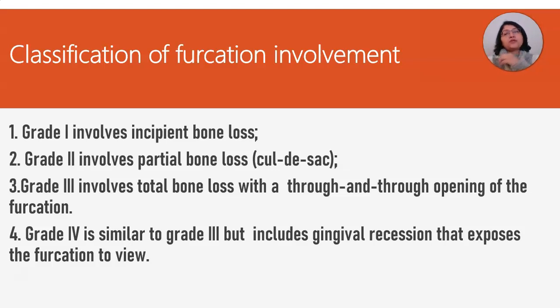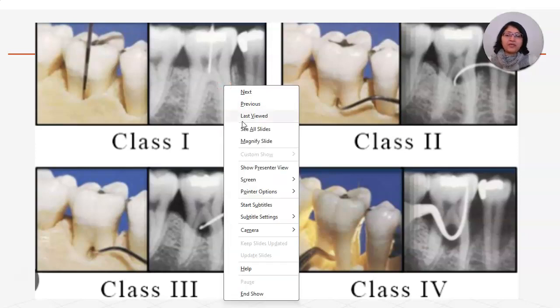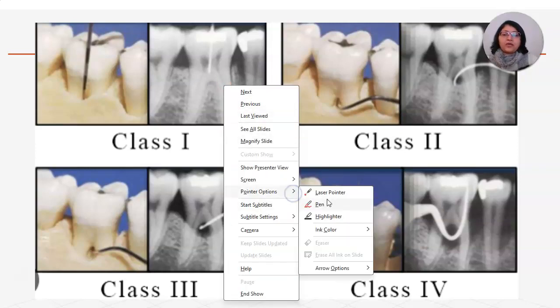Grade 4 is also total bone loss, but there is gingival recession, like the gums have receded, and now when you probe through with the Nabers probe, you can even see that there is furcation involvement. So let's see here. Class 1 or grade 1, you can see this is simply incipient bone loss. Even in the radiograph, you cannot really make out that there is anything happening here, right? Okay.